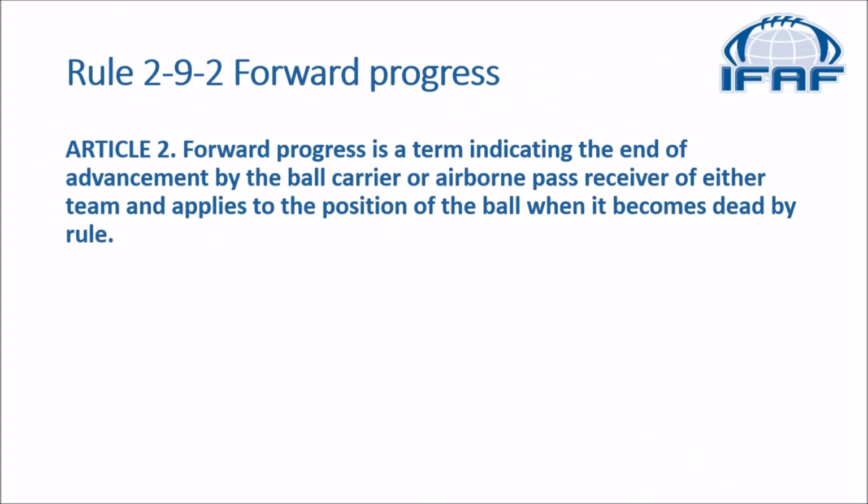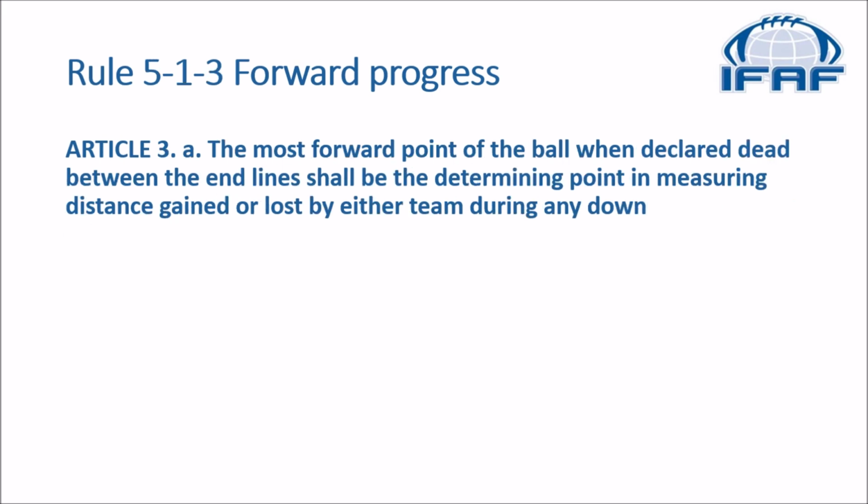In the rulebook, forward progress is defined in Rule 292. Forward progress is a term indicating the end of advancement by a ball carrier or airborne pass receiver of either team and applies to the position of the ball when it becomes dead by rule. In 513, forward progress, it says the most forward point of the ball when declared dead between the end lines shall be the determining point in measuring distance gained or lost by either team during a down.